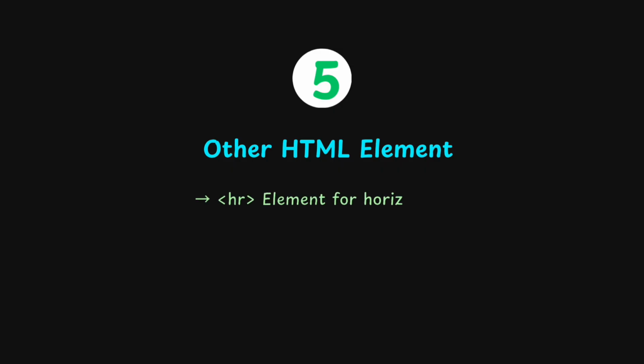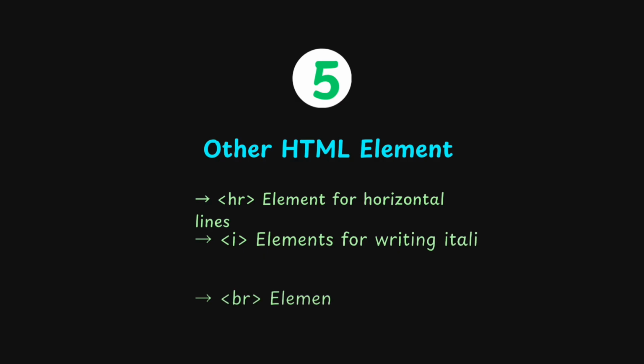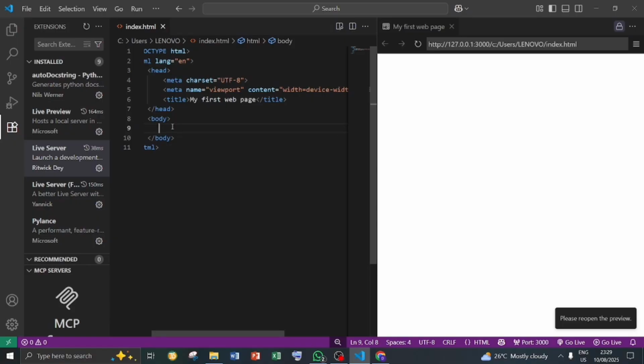In this section, we will be looking at other elements in HTML. We'll be looking at the HR element for drawing horizontal lines. We'll also be looking at the italic element for making things in italic format and the BR element for breaking. So the BR element is going to be used for breaking after the paragraph element. So let's look at other elements in HTML by practicing.